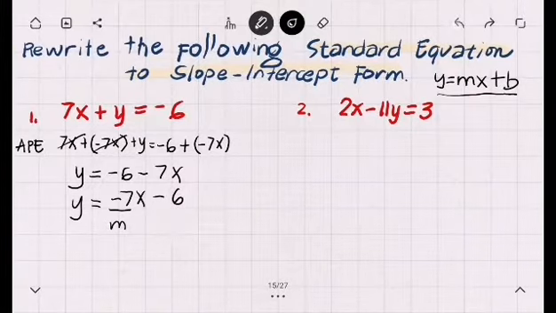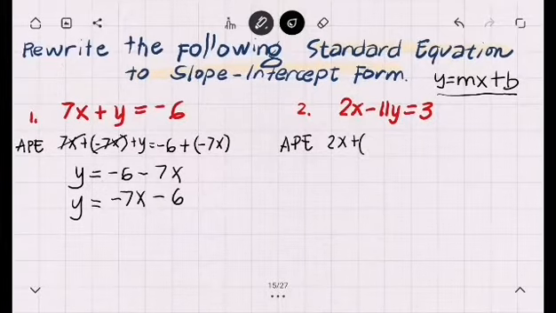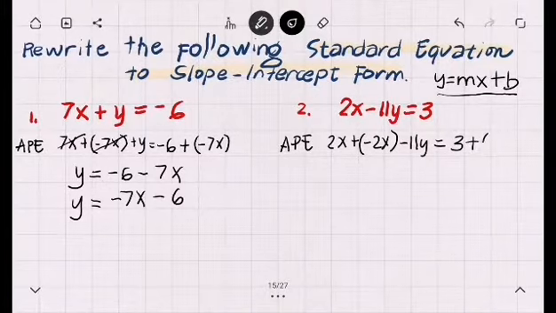Okay. So, let's proceed sa ating second example. Let's say we have 2x minus 11y equals 3. So, this time, when we apply APE, so ang aalisin natin muna sa left side is 2x. So, ibig sabihin, kukontrahin natin yung positive sign. So, mag-a-add tayo sa 2x ng negative 2x, minus 11y equals positive 3. So, kung ano yung in-add natin dito, so mag-a-add din tayo sa right side.